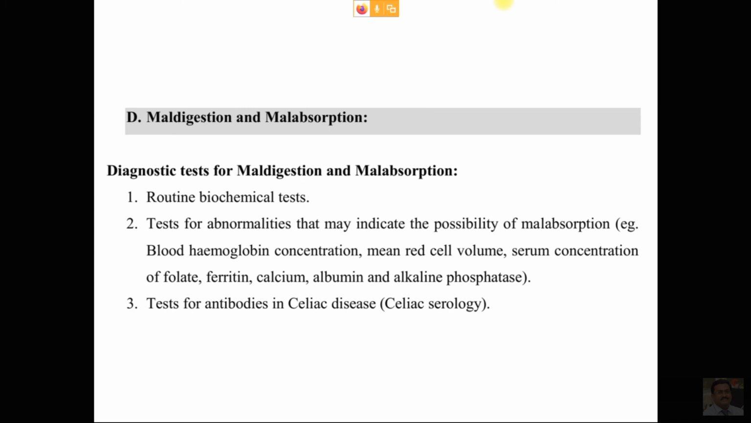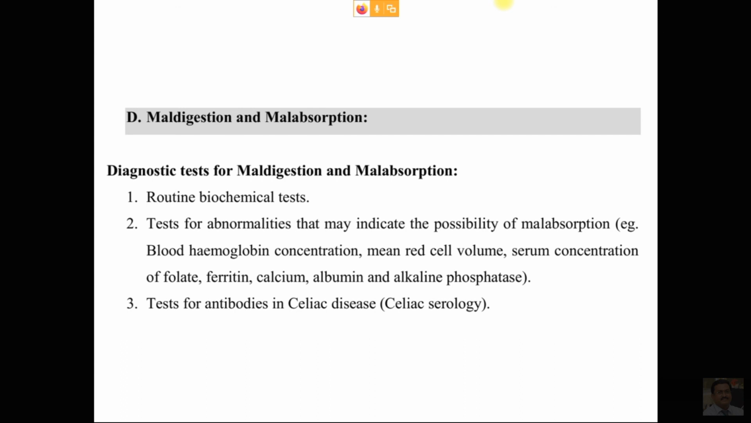The first thing is you have to do the diagnostic tests for maldigestion and malabsorption. One is routine biochemical tests, and you know very well, creatinine, urea, bilirubin, all these are called routine biochemical tests. You have to do these, and this will give a clear picture of the function of the liver and the function of the kidney, and whether any enzymes are abnormal, for example ALT, AST, GGT. Based on that we can conclude which organ is affected by doing the routine biochemical tests.